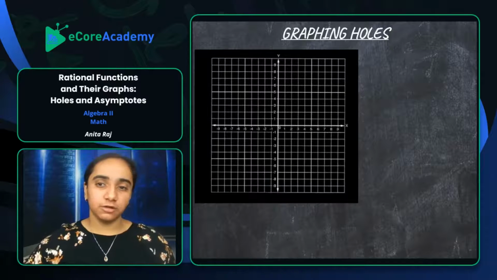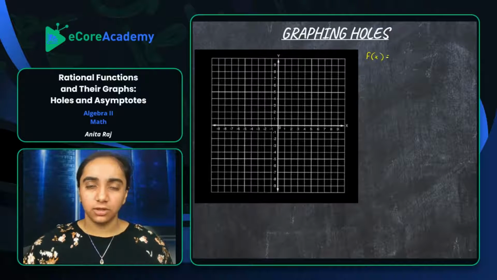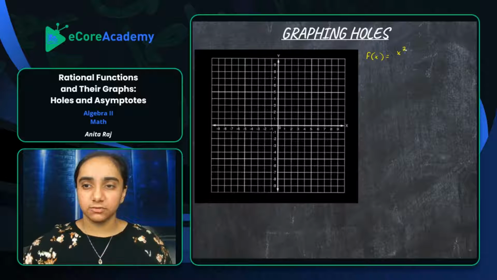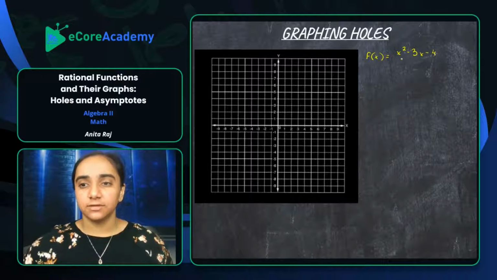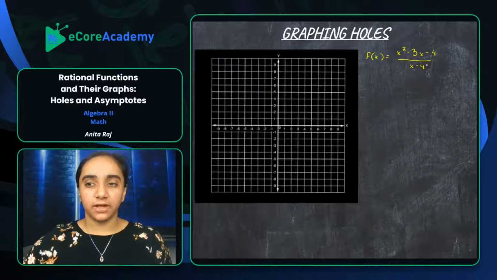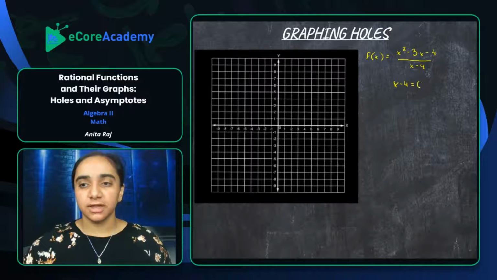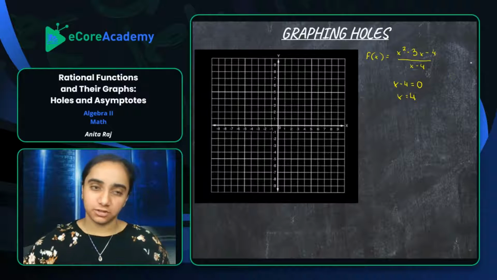So first, I'm just going to rewrite the function we were working with, the rational function. F of x was equal to x squared minus 3x minus 4, and I'm just taking this from the last slide, divided by x minus 4, our linear binomial. The first step is we're going to find our zero, so we're going to set the denominator equal to 0. I'm repeating what we did on the last slide just as a little refresher. So we're setting x minus 4 equal to 0. If we add 4 to both sides, we get x is equal to 4. That's where our zero occurs.